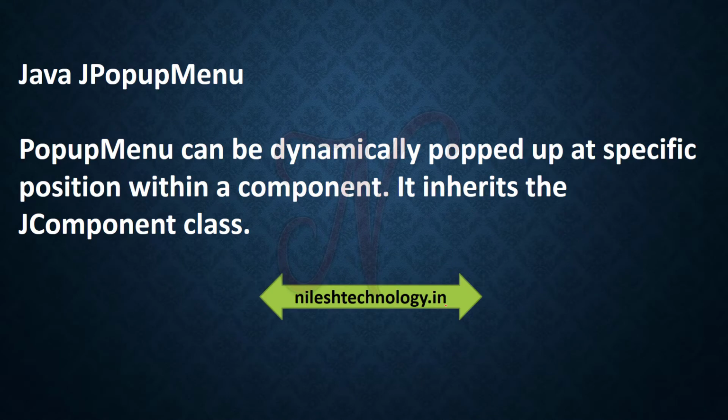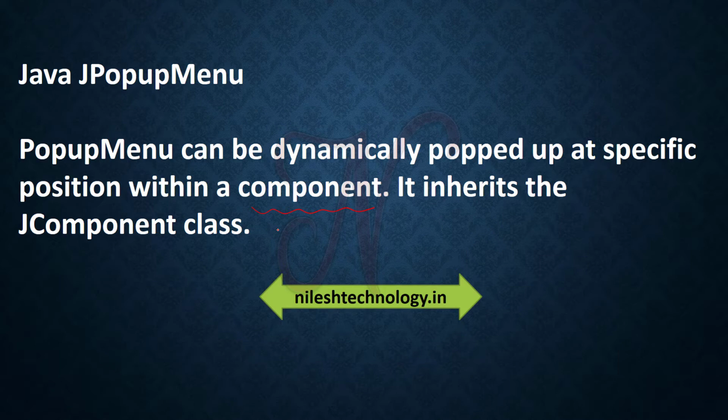Next, the pop-up menu. It can be dynamically popped up at a specific position within a component. It inherits the JComponent class. It is like when you right-click on your desktop and refresh your desktop. So this pop-up window is like a JPopupMenu.